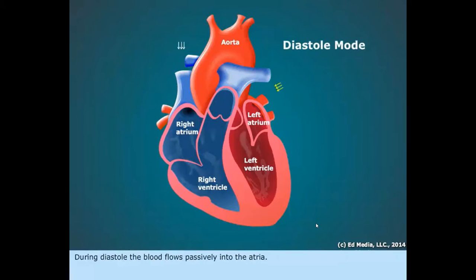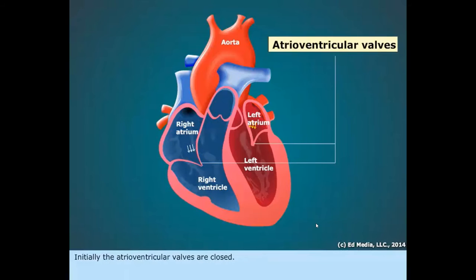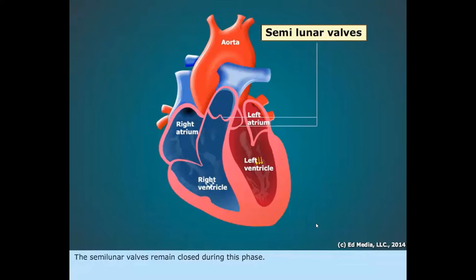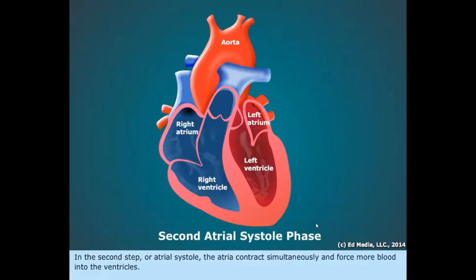During diastole, the blood flows passively into the atria. Initially, the atrioventricular valves are closed. But as the atrial blood pressure increases, the valves are forced to open and blood flows into the ventricles. The semilunar valves remain closed during this phase. In the second step, or atrial systole, the atria contract simultaneously and force more blood into the ventricles.